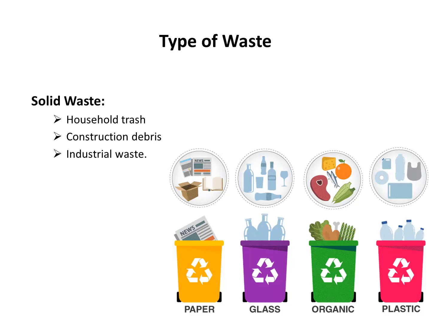For paper, we use yellow bins, and for bottles, we use purple. For garbage and organic materials, we use green. And for plastic waste, we use pink bins.